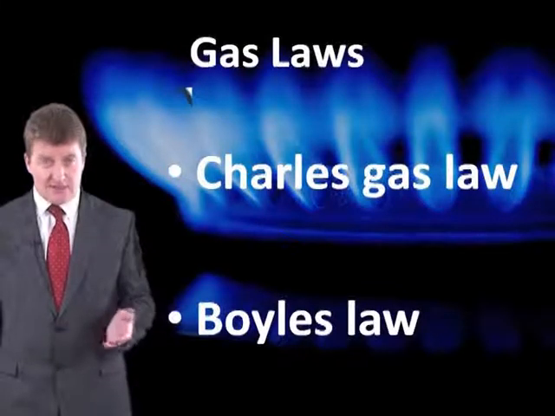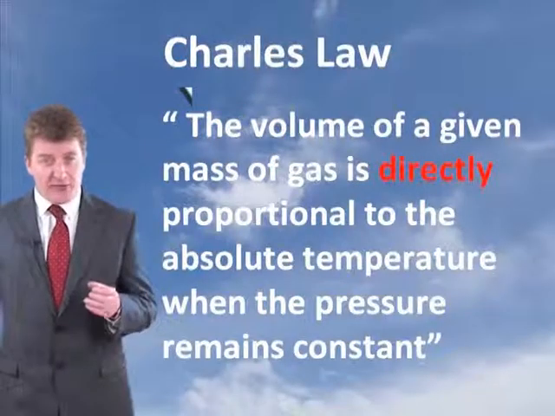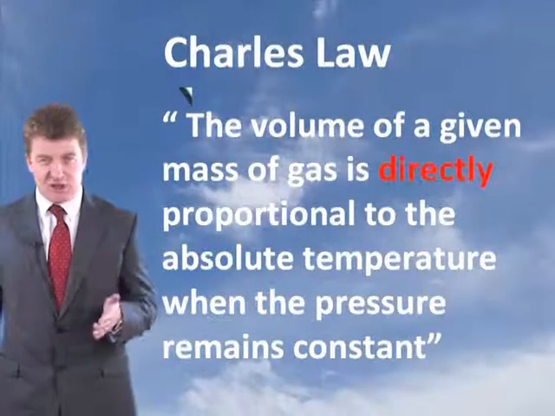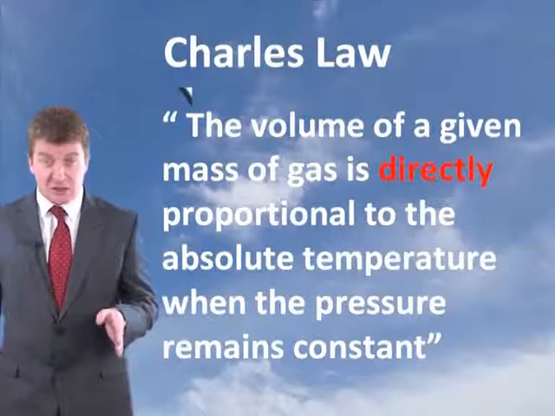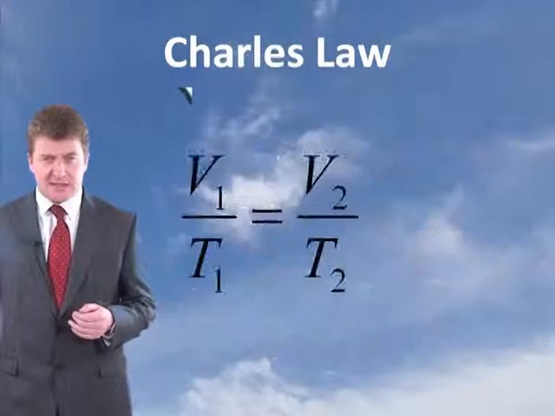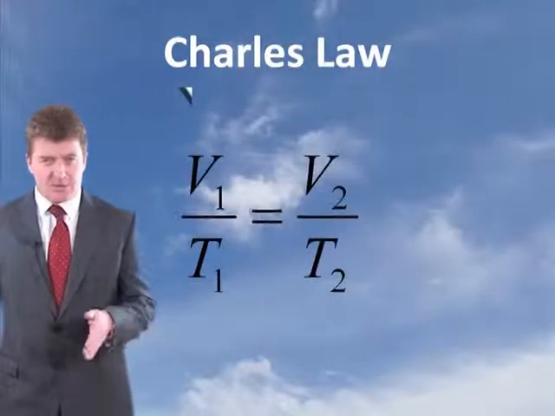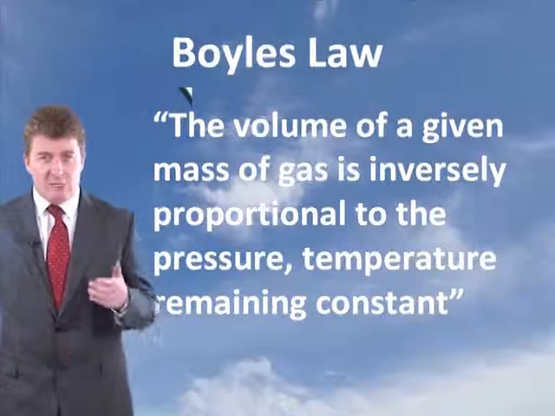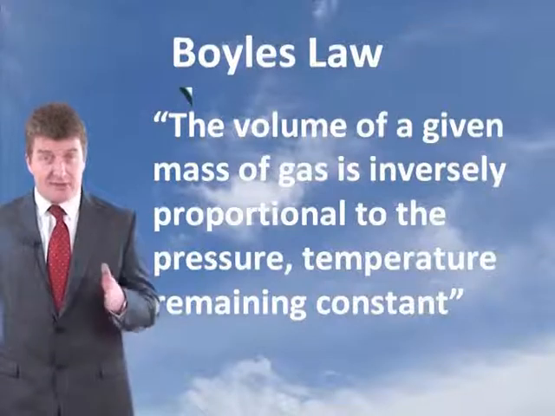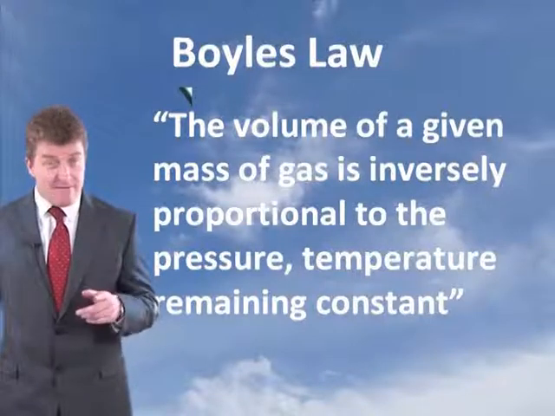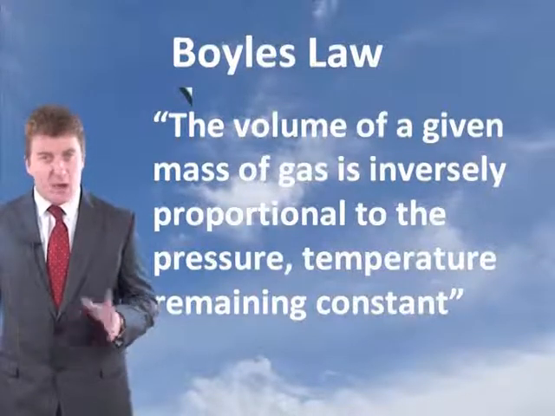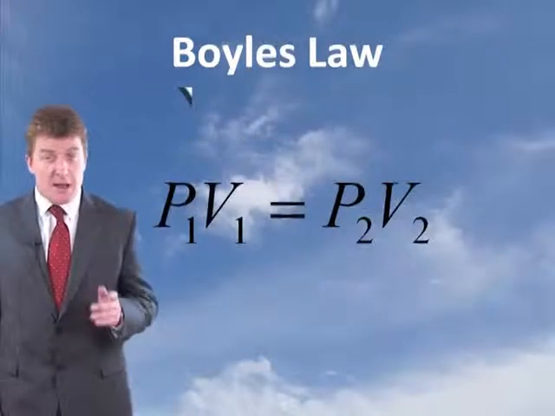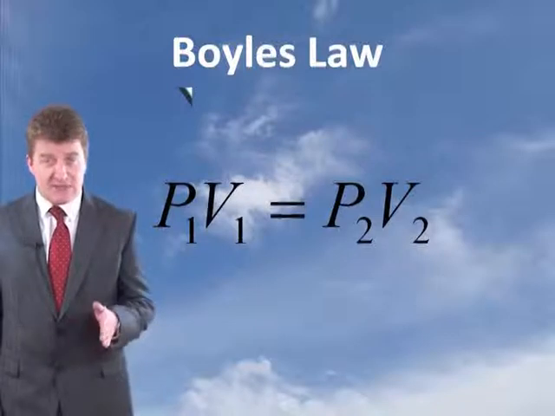Charles' law says that the volume of a given mass of gas is directly proportional to the absolute temperature when the pressure remains constant, and this can be expressed as V1 divided by T1 equals V2 divided by T2. So that's Charles' gas law. Now Boyle's law is, the volume of a given mass of gas is inversely proportional to the pressure when the temperature remains constant, and this can be expressed as P1 V1 equals P2 V2.